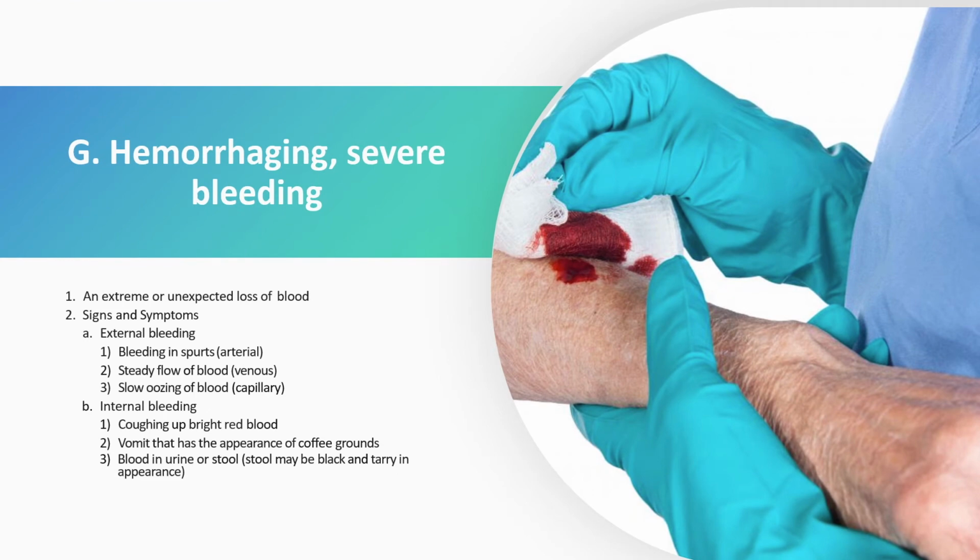Hemorrhaging, severe bleeding, an extreme or unexpected loss of blood. Signs and symptoms: external bleeding, bleeding in spurts, arterial, steady flow of blood, venous, slow oozing of blood, capillary. Internal bleeding: coughing up bright red blood, vomit that has the appearance of coffee grounds, blood in urine or stool. Stool may be black and tarry in appearance.